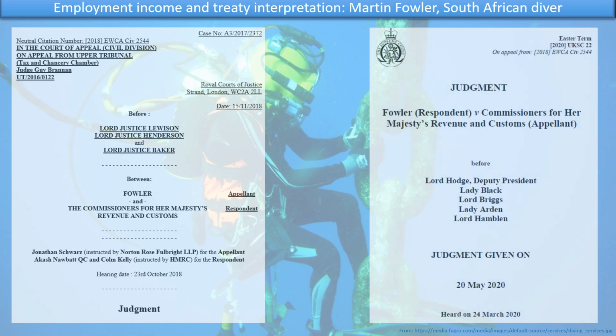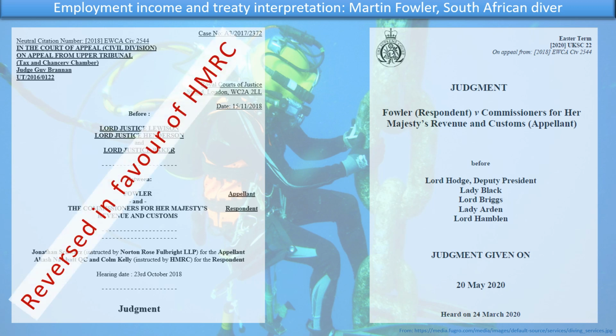However, the UK Supreme Court came to the opposite conclusion and supported the upper tier tribunal, saying that Mr. Fowler was in fact an employee and subject to tax in the UK, and thus it reversed the Court of Appeal's return in favor of HMRC.